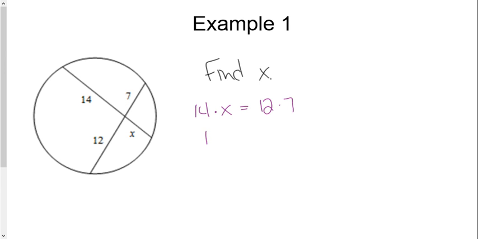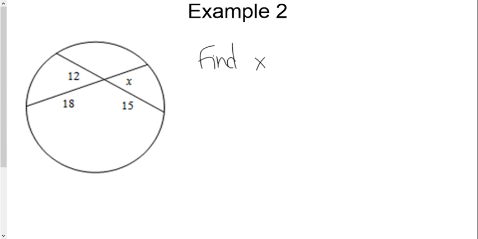So to solve this, I get 14x equals 7 times 12, which is 84. So divide both sides by 14, and I get x equals 6. So all I did was multiply the two numbers on one chord and set them equal to the multiplication of the two other numbers. So let's try it again.